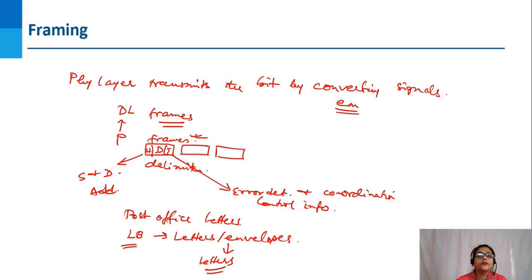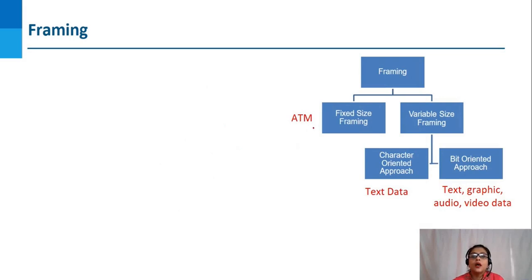Now why do we divide them into frames? We can very well keep all the bit streams together and transmit them to the upper layer or the network layer. But in doing so, if there is any error, then error detection and correction techniques must be performed on the entire bits, which is very cumbersome and time consuming. So if they are segregated into smaller size manageable frames, then it will be easier for error detection and correction techniques. Now framing can be of two types.